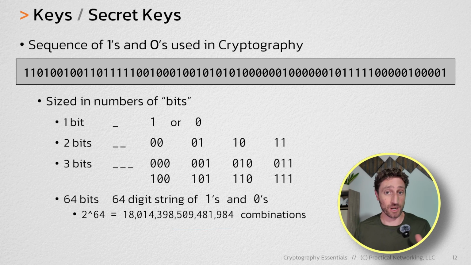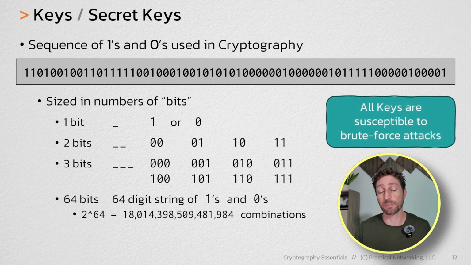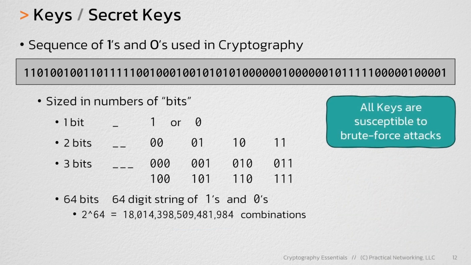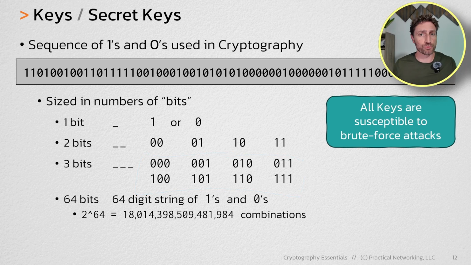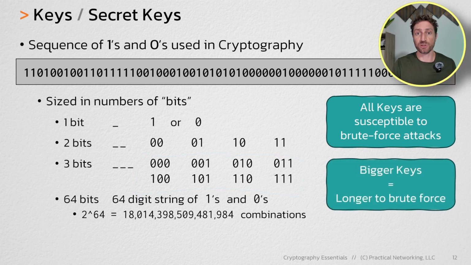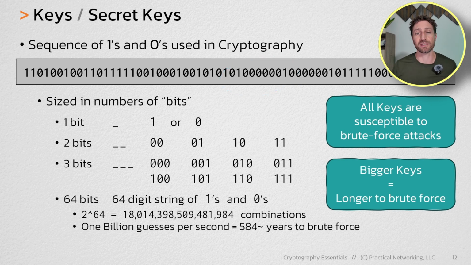The thing you have to understand about keys is that every single key is susceptible to brute force attacks. If I know you're using a 3-bit key, all I have to do is guess 8 possible values, and I am absolutely guaranteed to have guessed your key. Therefore, there's a general rule in cryptography that the bigger the key you use, the more secure it is, because it'll take a longer time to brute force the entire key space. Over here for a 64-bit key, if I was guessing keys at 1 billion per second, it would take me over 500 years to guess your key. And fun fact, by today's standards, a 64-bit key is considered no longer secure.